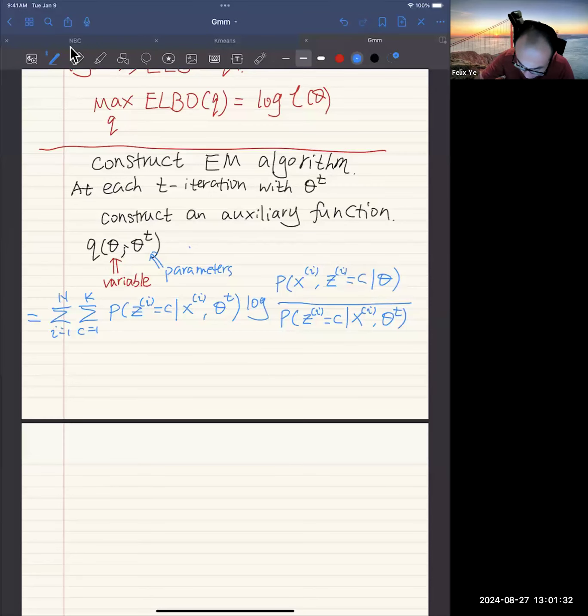If we look closely, the only variable that shows up is theta right here, which is the variable of the function. The parameter theta t shows up on these two occasions, so this is a different part. And you can see right here it becomes our posterior distribution. If we set this as the posterior distribution, this means I already assigned my q(z_i) equal to this posterior distribution.